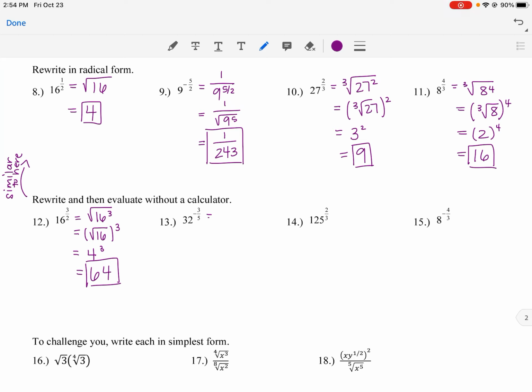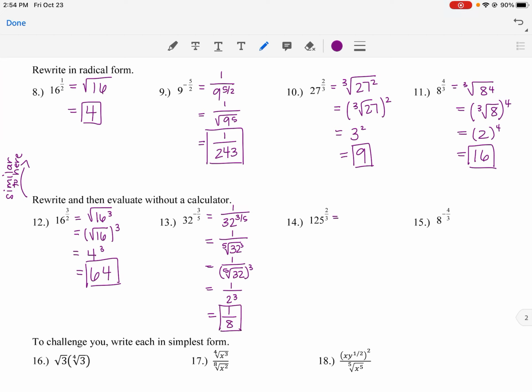Okay, this one, ooh, okay. 32 raised to the negative 3/5. I'm going to start by doing it 1 over 32 raised to the positive 3/5. So we're going to have 1 over the 5th root of 32 raised to the third, which I'm going to do as, let's just figure out the 5th root of 32, and then once we find that answer, we'll cube it. So the 5th root of 32 is 2, and then 2 cubed is 8. So this answer is equivalent to 1/8.